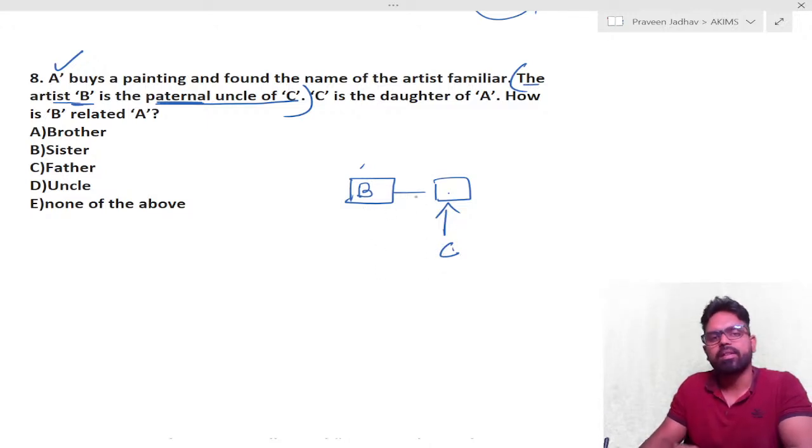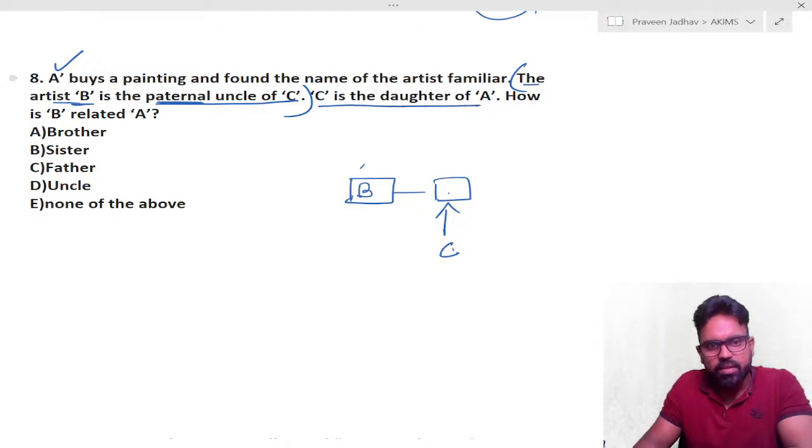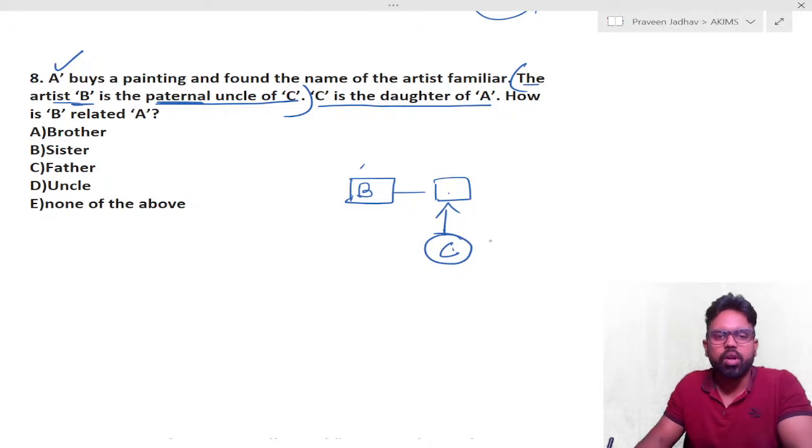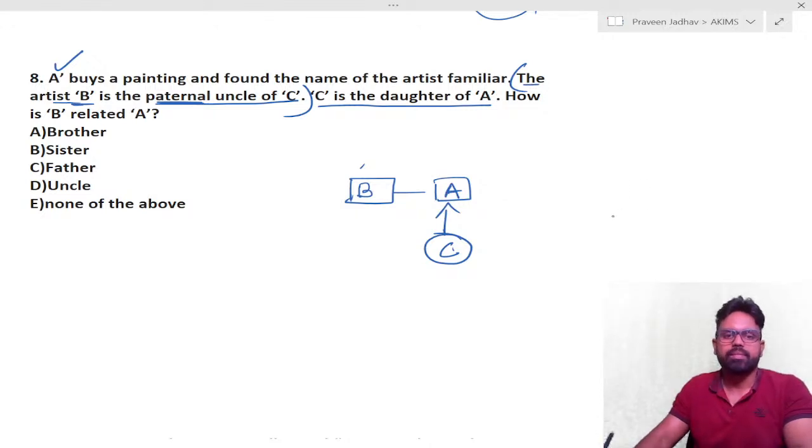C is the paternal uncle. Then C is the daughter of A. C is the daughter, meaning circle her up. I have to put her in a circle. Daughter of whom? C is the daughter of A.